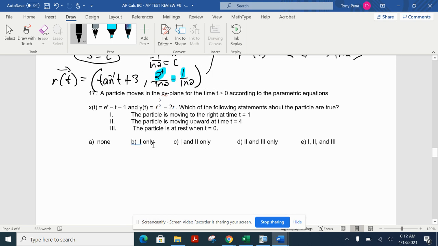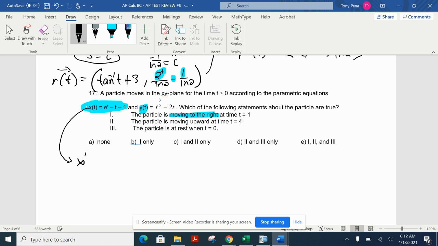All right, 17. A particle moves in the xy plane at any time greater than 0 according to these parametric equations. They're giving you your x position. They're giving you the y position. Which of the following statements about the particle are true? So it says the particle is moving to the right at the time of 1. I like this question because it really gets at the heart of what all these parametric ideas are giving you. So if we're just moving to the right, this here is the one that gives us horizontal motion. So if I'm going to determine if the particle is moving to the right at the time of t equals 1, I'm going to use this equation.